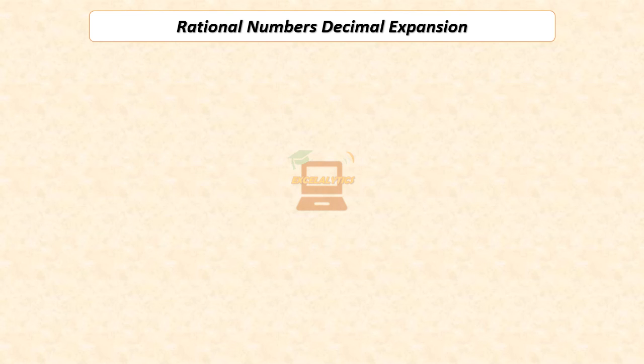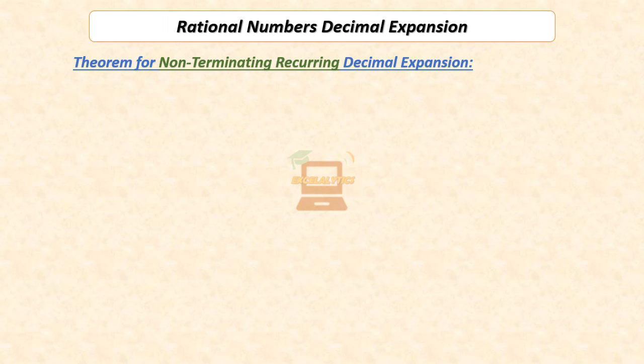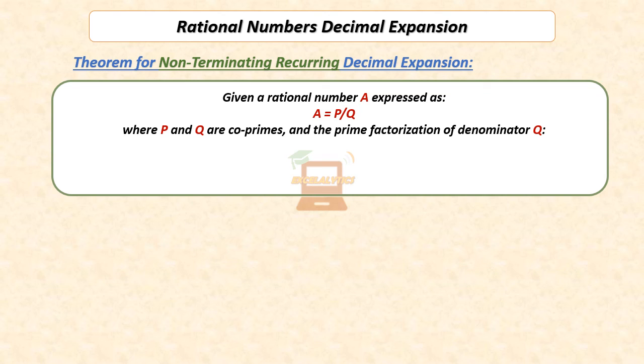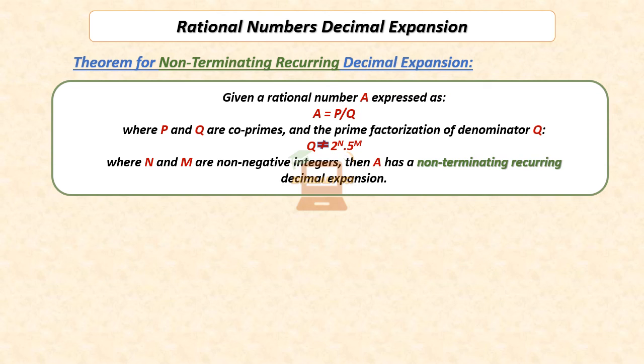For such numbers that have non-terminating recurring or repeating decimal expansion, we have a theorem that states, given a rational number A that is of the form P by Q, where P and Q are co-primes, and the prime factorization of Q does not take the form 2 to the power of n times 5 to the power of m, where n and m are non-negative integers, then the decimal expansion of A must be non-terminating recurring or repeating. Therefore, from the discussion on these two theorems, we can safely conclude that the decimal expansion for every rational number can be either terminating or non-terminating repeating.